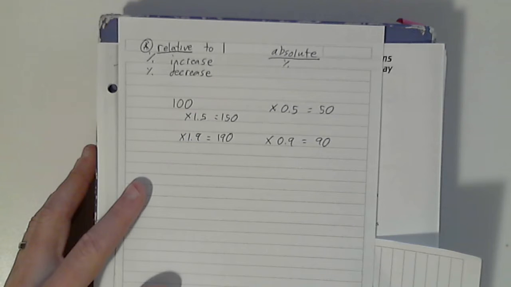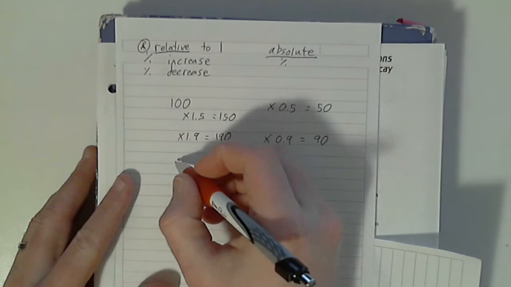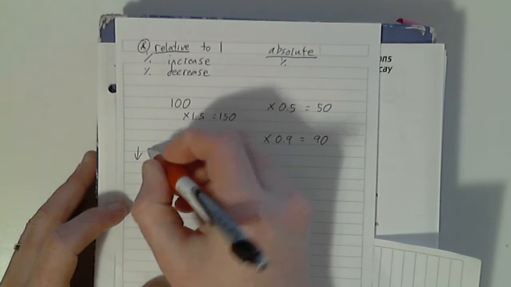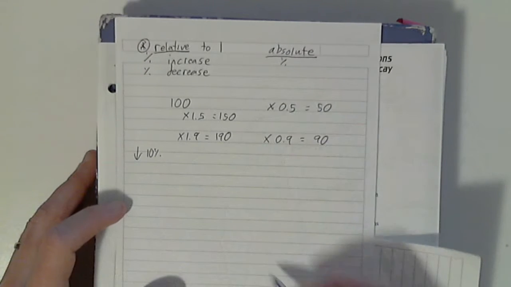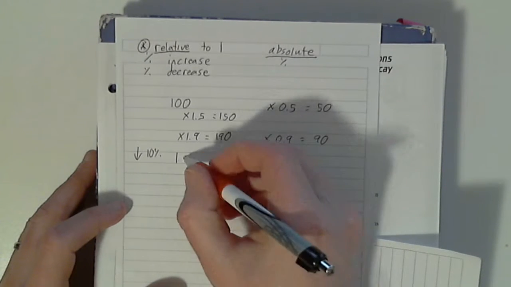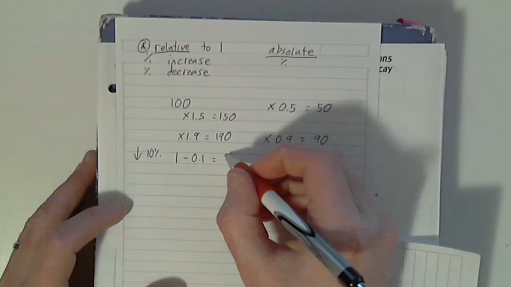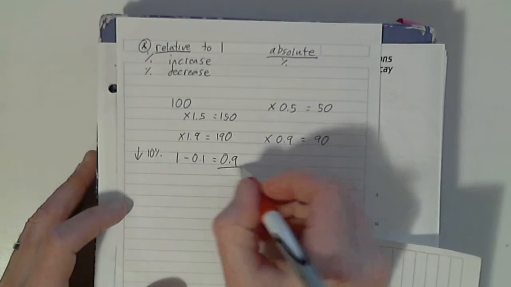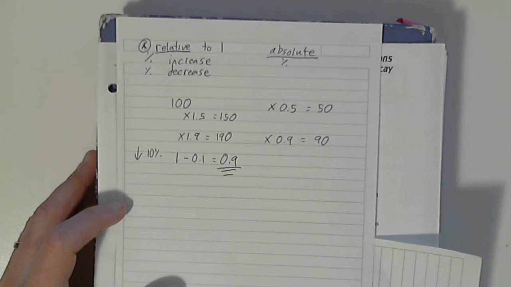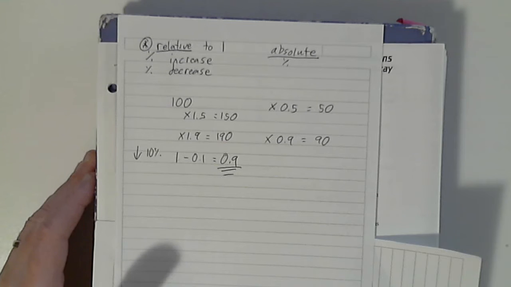And in that case, I'm not multiplying by 0.1. I'm not multiplying by 1.1. If it's decreased by 10%, so it's gone down by 10%, I actually have to start at my original 1. So I'm going to take my 1, and I'm going to subtract 10%. So the number I'm looking for is actually 0.9. So in that case, I would multiply by 0.9, and I would end up with 90 students in the school.